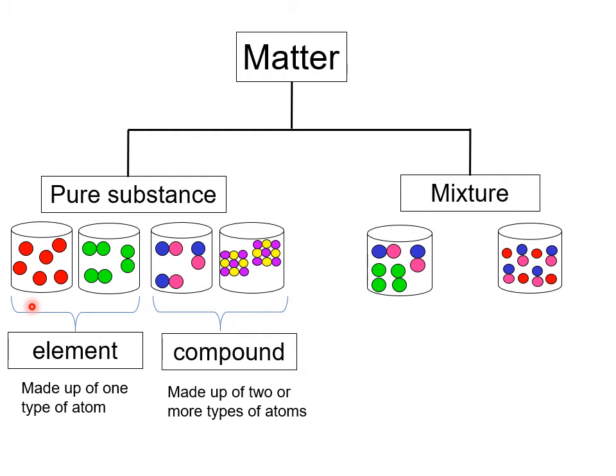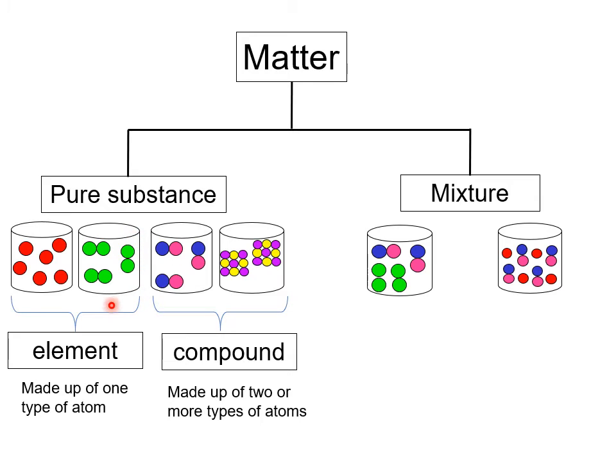Now we can actually classify pure substances and mixtures into different groups as well. Pure substances can be categorized into elements and compounds. Elements are made up of one type of atom. So these two containers here are both considered elements. The reason they're considered elements is, if you notice, inside of each container there's only one type of atom. If we assume each one of these balls is an atom, then inside of this container, every single one of them is a red atom.